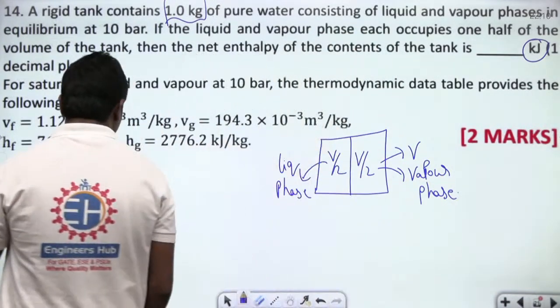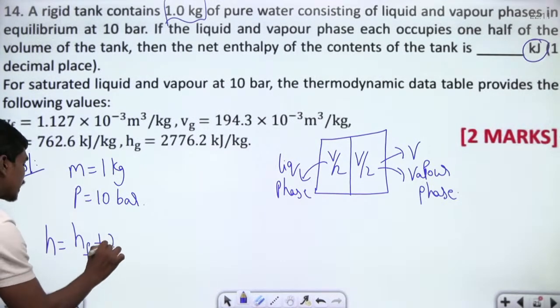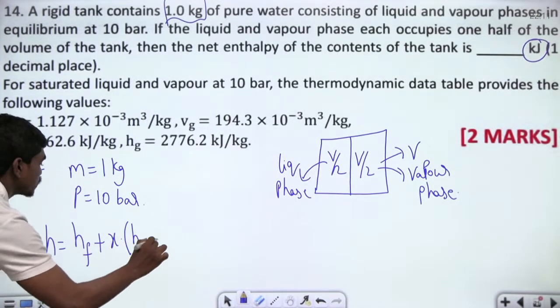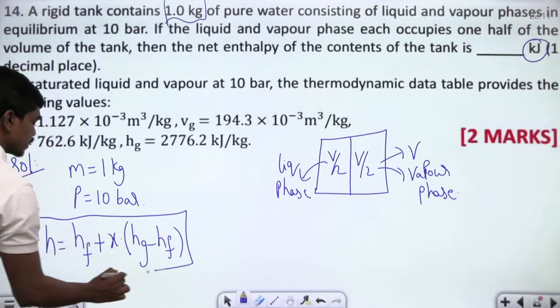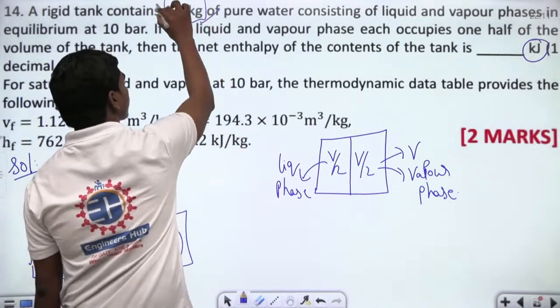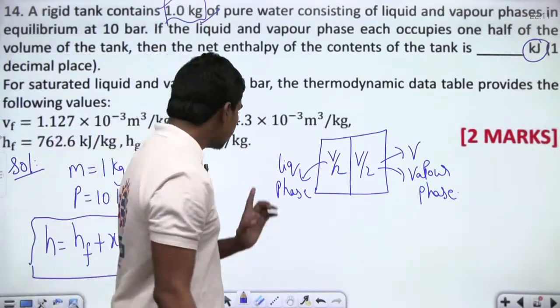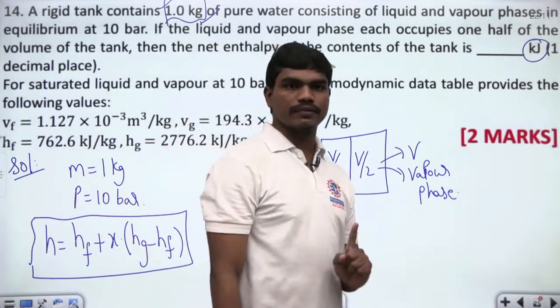So H is what we want. H is equal to HF plus X into Hg minus HF, where of course this X is the dryness fraction. That's the value of specific enthalpy of the case. Okay, and in this case total enthalpy and specific enthalpy both are the same, because the mass of the substance inside is 1 kg, correct? So if the mass is 1 kg, then this is the expression that you have for calculation of specific enthalpy, correct?